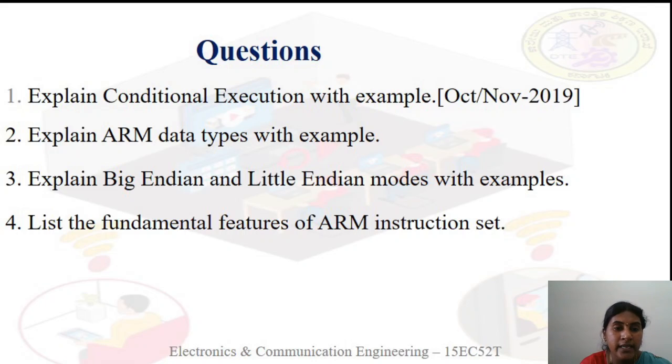Then explain big endian and little endian modes with example. You write what you mean by big endian and little endian first, and take one example and show how you save that content in memory using big endian and little endian modes. I told you that. Then list the fundamental features of ARM instruction set. See the marks given. If it is 5 marks, you just write 5 points, it is enough. If they ask for 10 marks, you write 10 points.